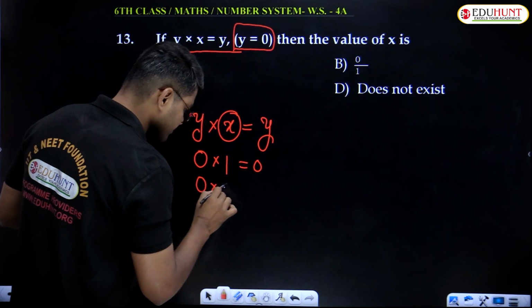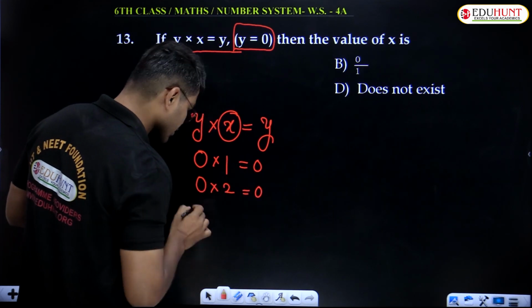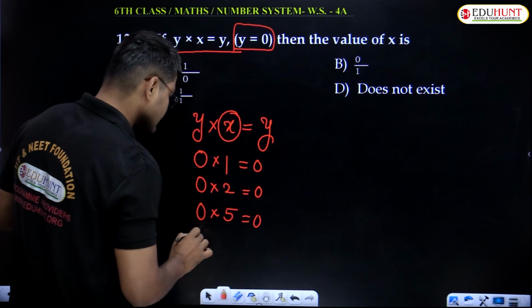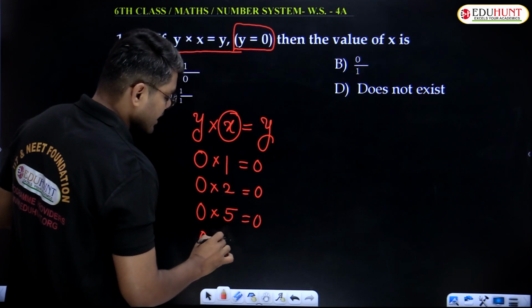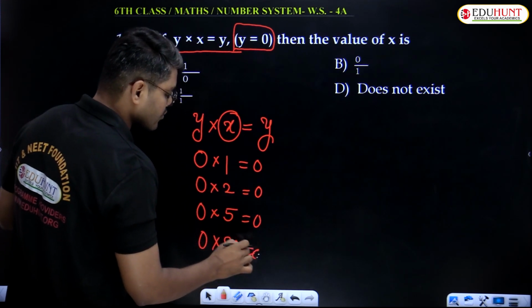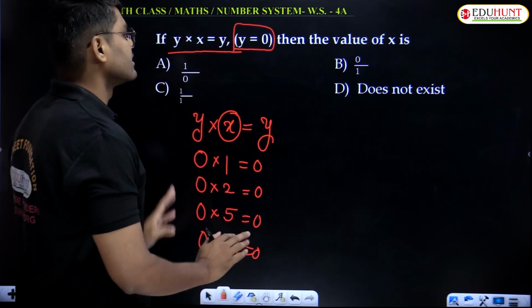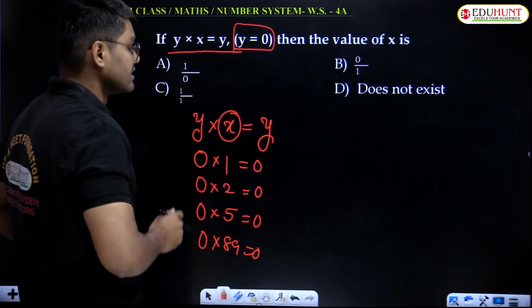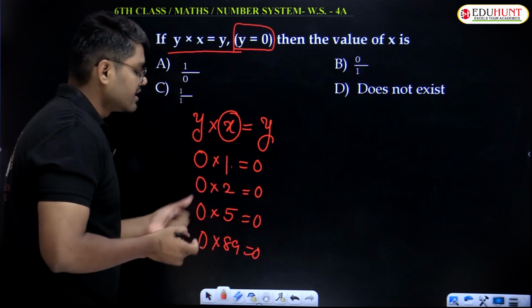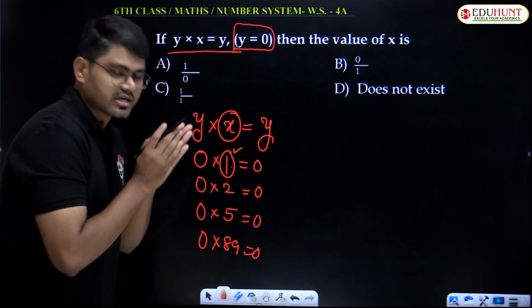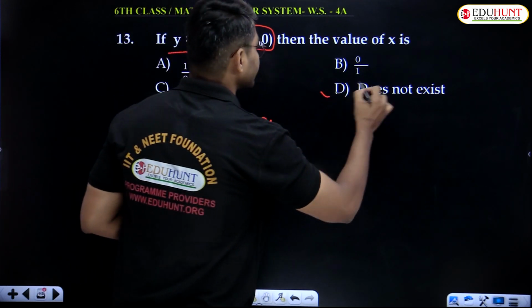0 into 2 is equal to 0. 0 into 5 is equal to 0. 0 into 89 is equal to 0. Whatever number you take in the place of x, the result will be 0 only. That means everywhere the value of x is changing. That means we cannot define that. That means it does not exist here.